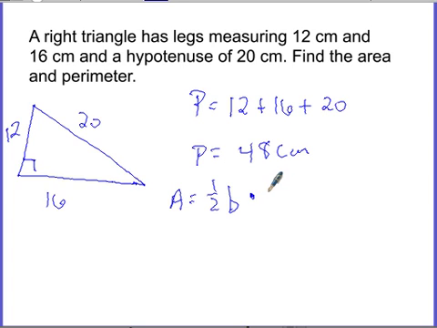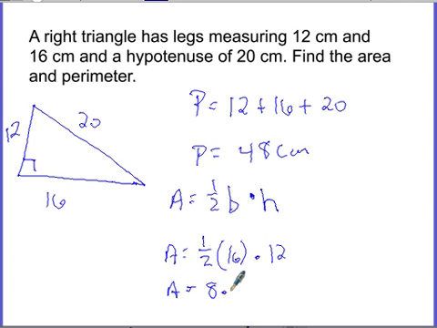All right, and the area is 1/2 the length of the base times the height. And the base and the height form what? The right angle. So area equals 1/2 times 16 times 12. That'd be 8 times 12, which equals 96 centimeters squared.